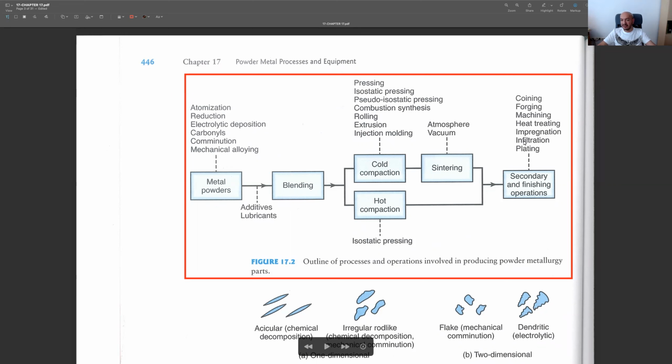This is adding oil, infiltration. This is actually embedding different materials, different metals into the product. And lastly, you may cover the surface of these parts.